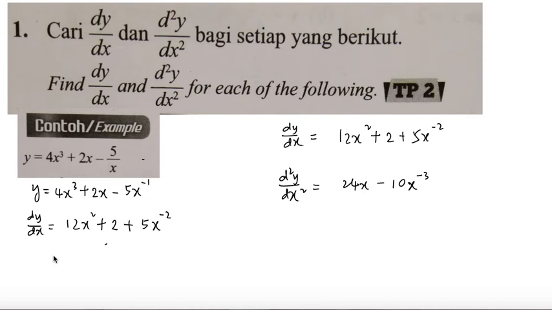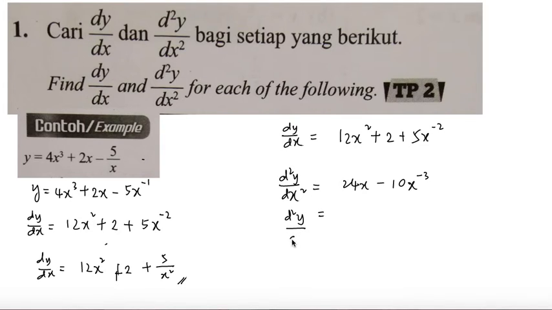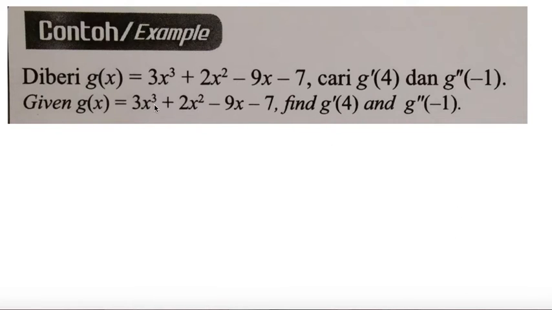So the final answer, we put it in simplified form: 12x squared plus 2 plus 5 over x power 2. The negative power goes down. This is the final answer. This one also the same. d2y dx2 will be 24x, we copy down, minus 10 over x power 3. This one is our final answer. Okay, done. Next example.